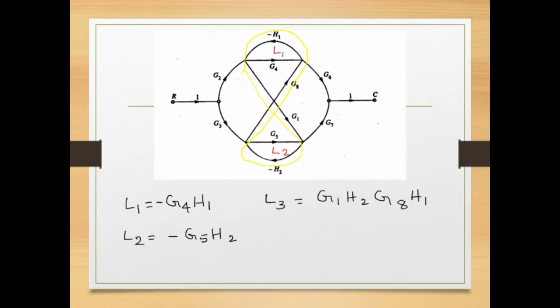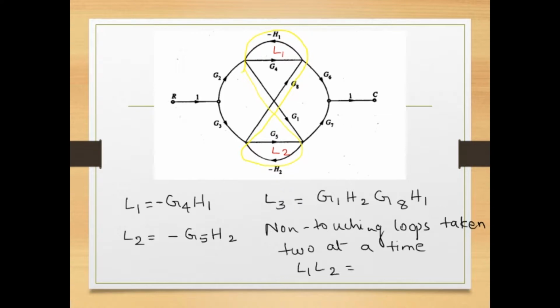Do we have any combination of non-touching loops? Yes, L1 and L2 are the two loops which are non-touching. So if we consider non-touching loops taken two at a time, the combination is L1 and L2. L1 is minus G4 H1, L2 is minus G5 H2. If we multiply those two, we get G4 H1 into G5 H2. So this is what we get.